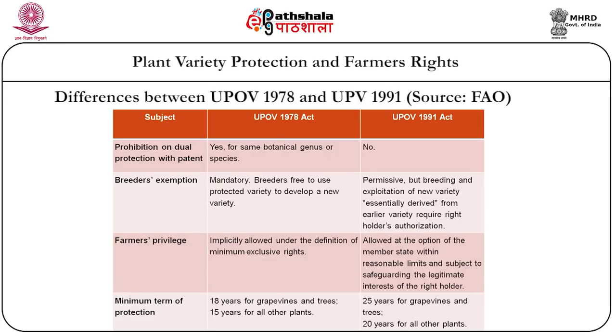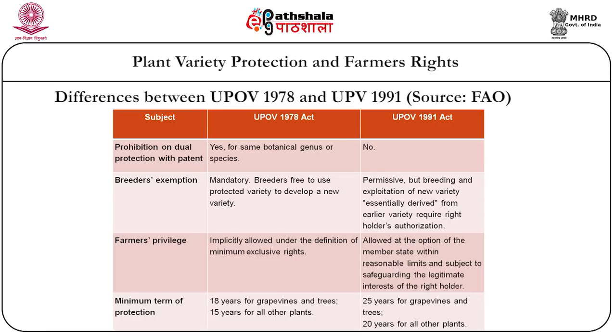In case of the 1978 Act, the farmer's privilege is implicitly allowed under the definition of minimum exclusive rights. In case of the 1991 Act, the farmer's privilege is allowed at the option of the member state, within reasonable limits and subject to safeguarding the legitimate interests of the right holder.